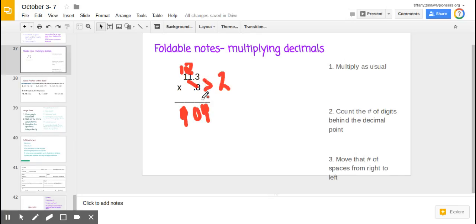So go down to your final product, start on the end, start on the right, and go over 2. And now instead of 904, you have the answer of 9.04. And that is how you multiply decimals.